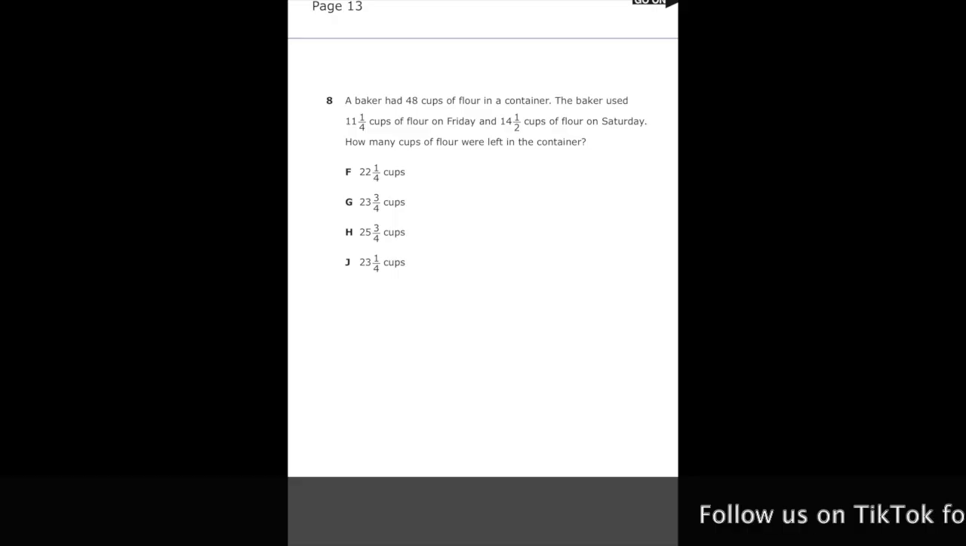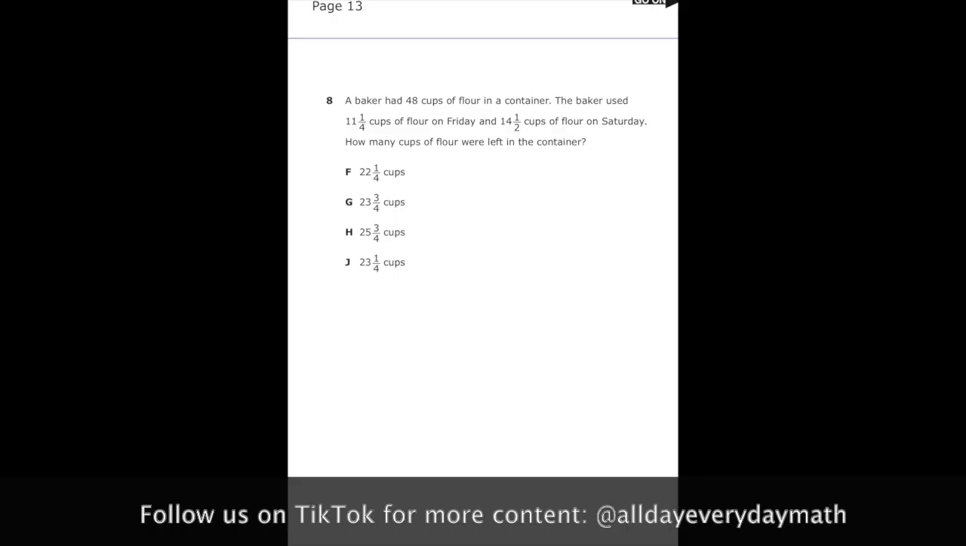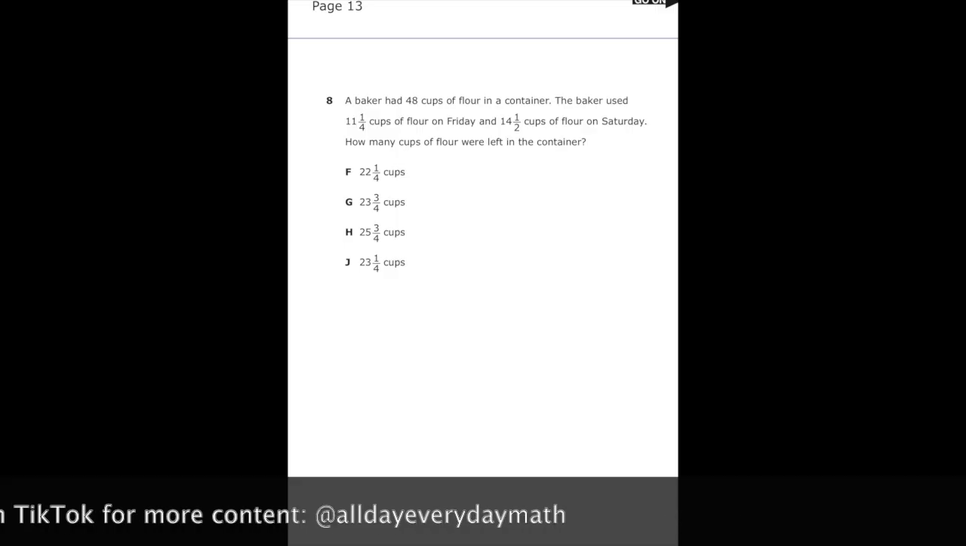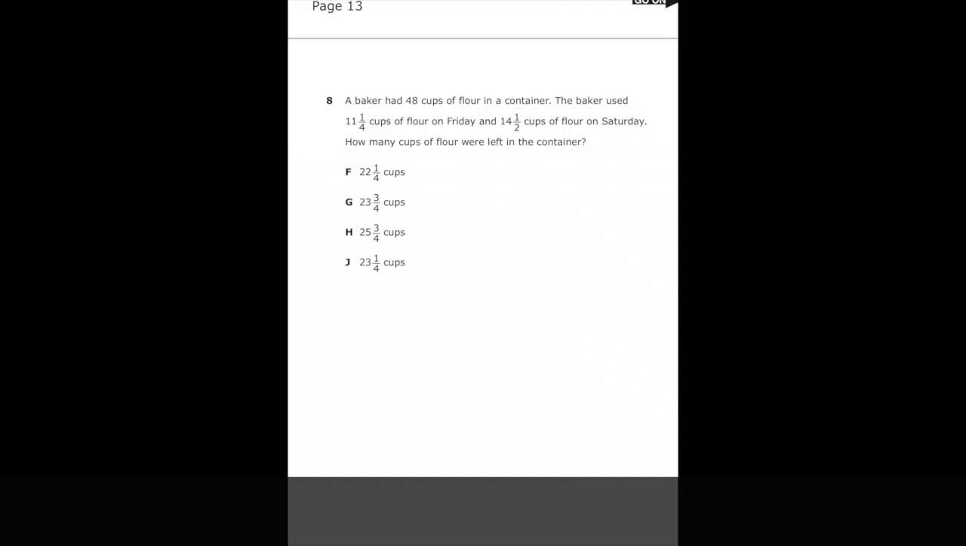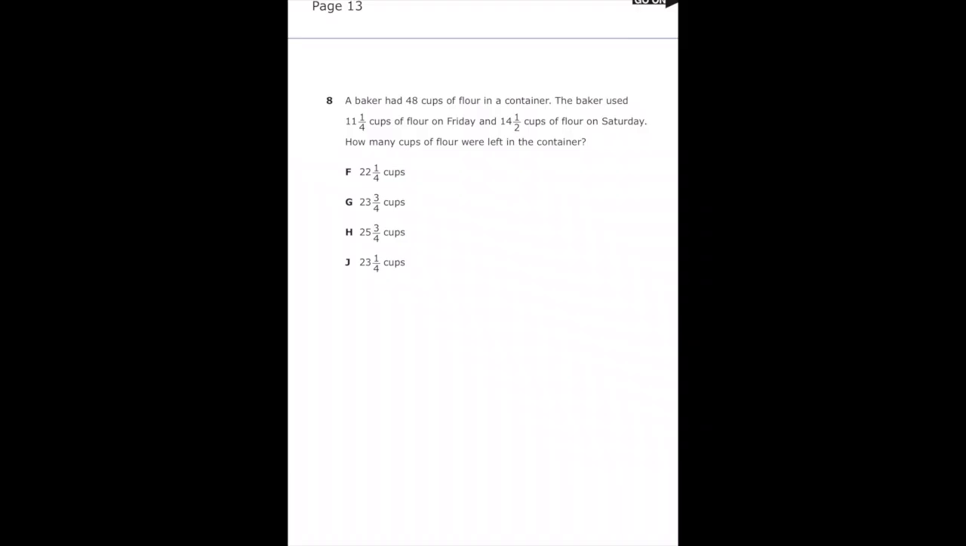Number 8. A baker had 48 cups of flour in a container. The baker used 11 1/4 cups of flour on Friday and 14 1/2 cups of flour on Saturday. How many cups of flour were left in the container? So the first thing I want to do is add up 11 1/4 and 14 1/2 to find out how much flour the baker used altogether.